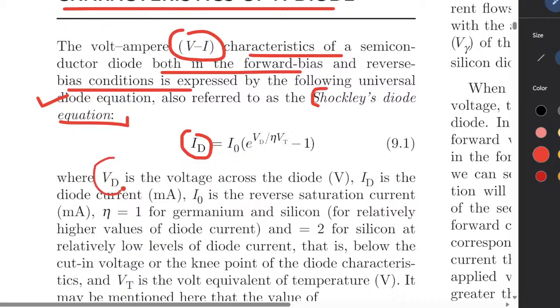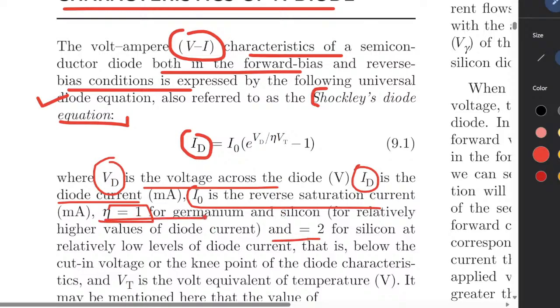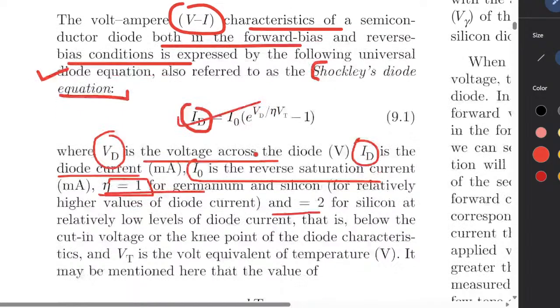Here VD is the voltage across the diode, ID is the diode current, and I naught is the reverse saturation current, and eta is 1 for germanium and 2 for silicon. So ID is equal to I naught times e to the power VD by eta VT, minus 1.